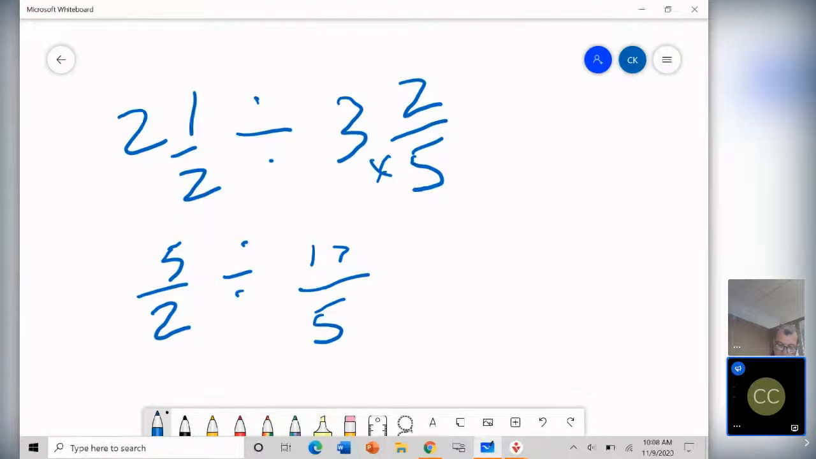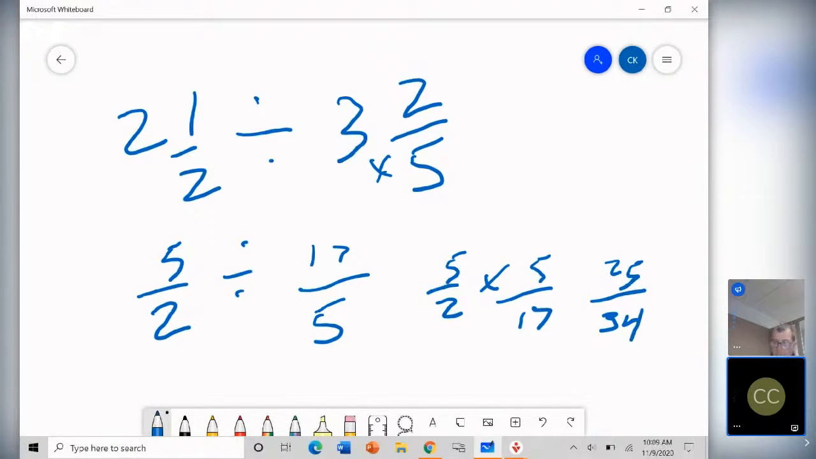But remember, when we multiply, we invert this or take the reciprocal. So we're going to flip it over. So what that's going to be is 5 times 2 times 5 over 17. And then we just multiply across, so it's 25 over 34. And that's reduced as far as it can go.